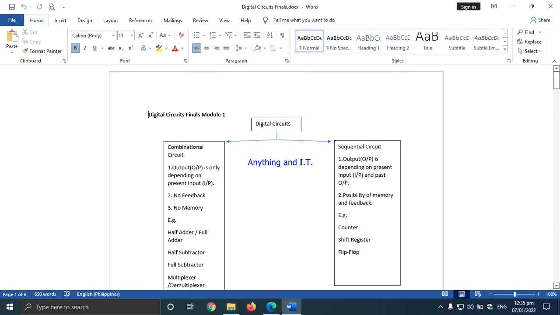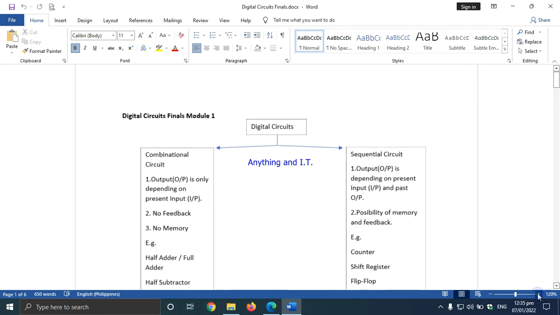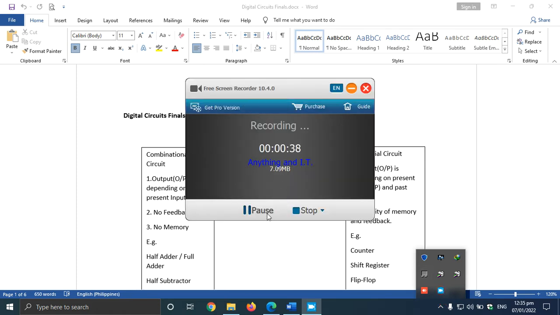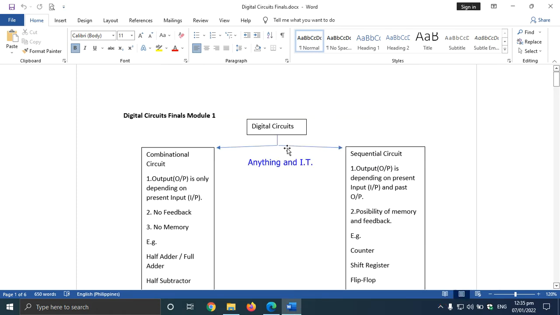So our discussion for today is about still digital circuits, which is broken down into two. We have combinational circuit and sequential circuit. Okay, so this will be our remaining topic for the finals. We will discuss combinational circuit and sequential circuit.